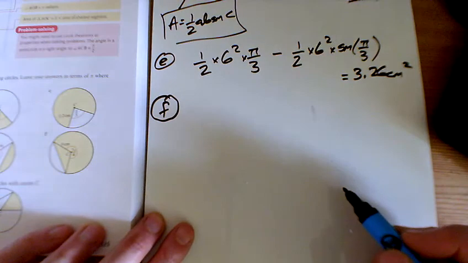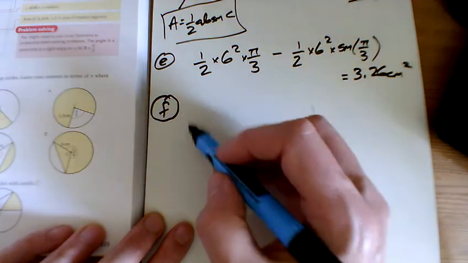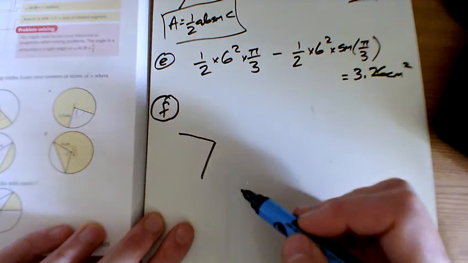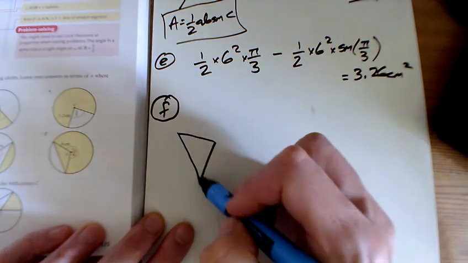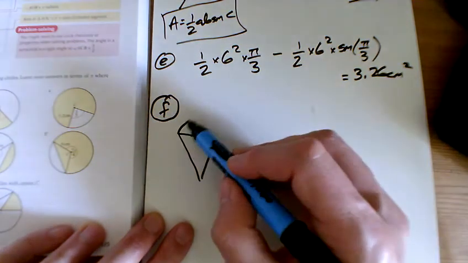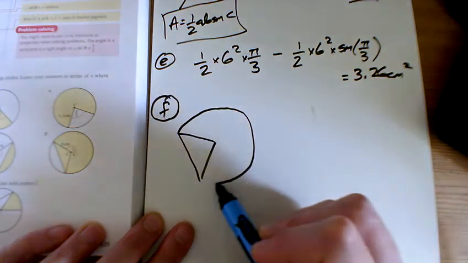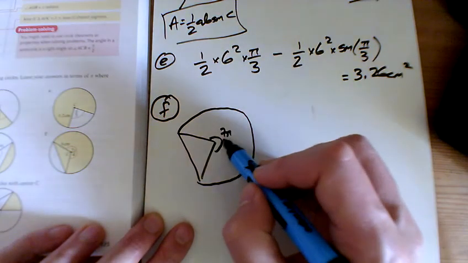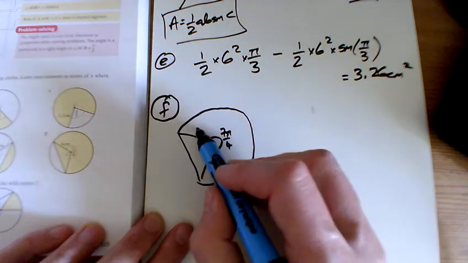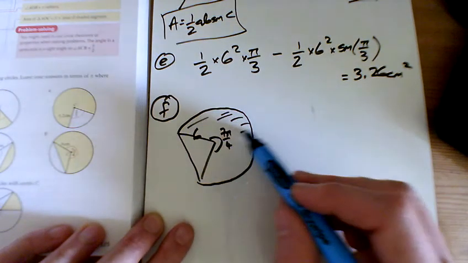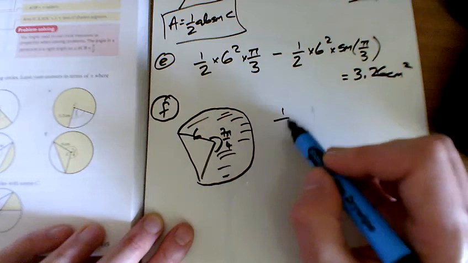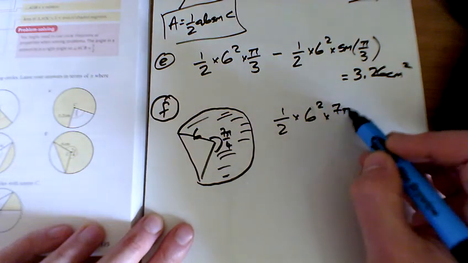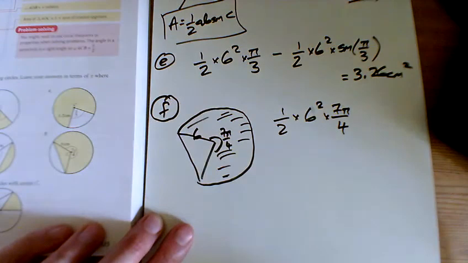And the last part, part F. So, I mean, there's a few ways we could do this. One thing you could do is find out the whole circle and then take away the little bit, just like we've done before. Or we could try and figure out, well, this angle here is 7 pi over 4. And so the area for all of this is just a half times r squared times theta. So that's the area there.